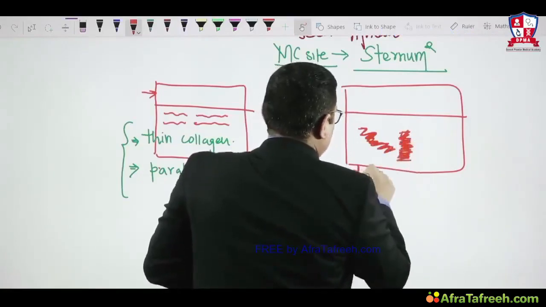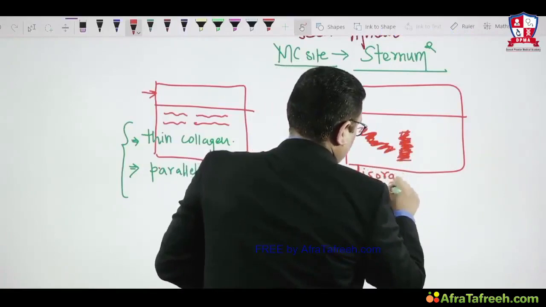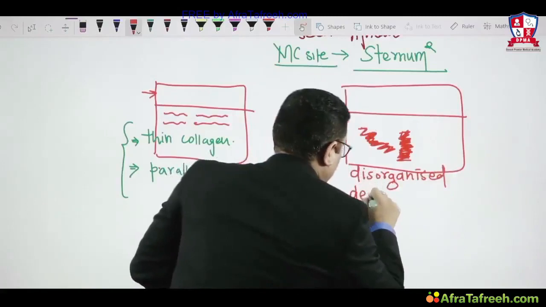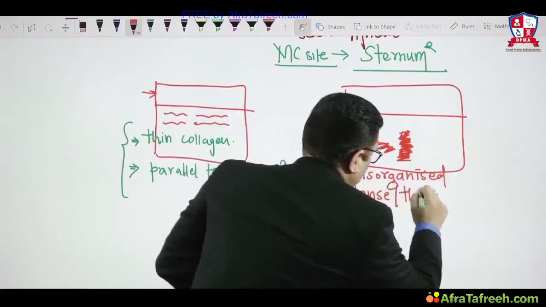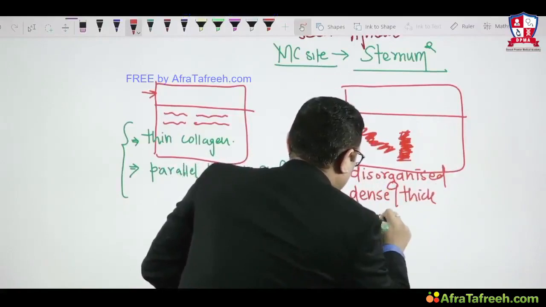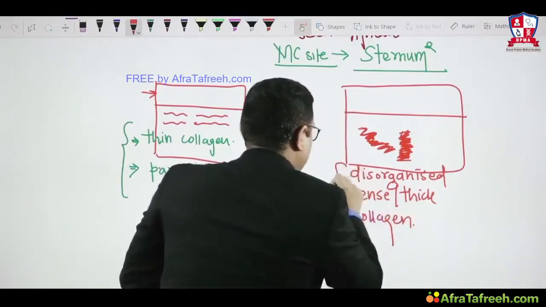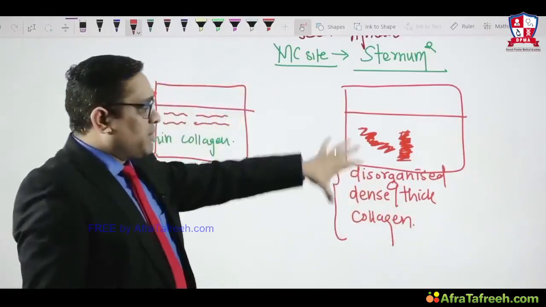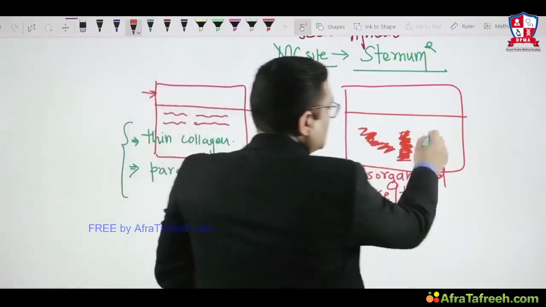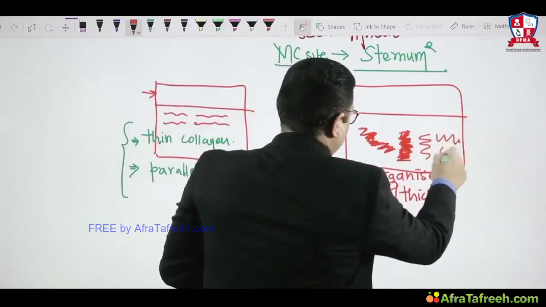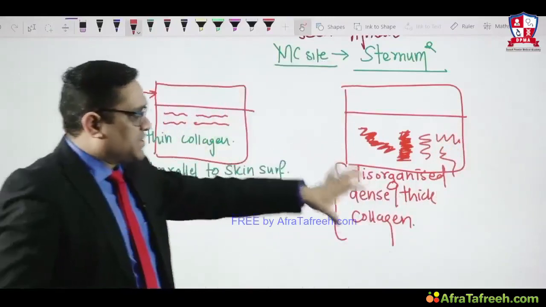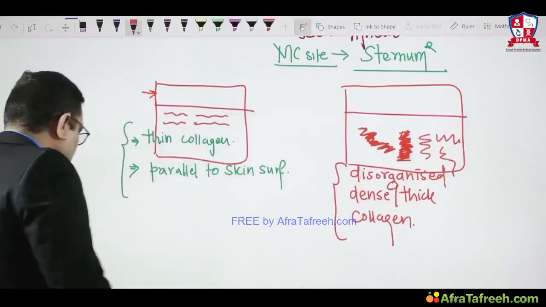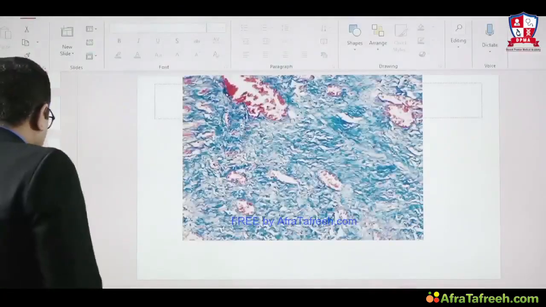So you can see they are disorganized, dense, thick collagen bands. Disorganized, dense and thick collagen bands will be seen in keloid scar, right? You can see they are haphazard, some horizontal, some vertical. So disorganized, dense, thick collagen will be present in the keloid. That is the differentiating feature which I am going to show you on microscopic examination also.